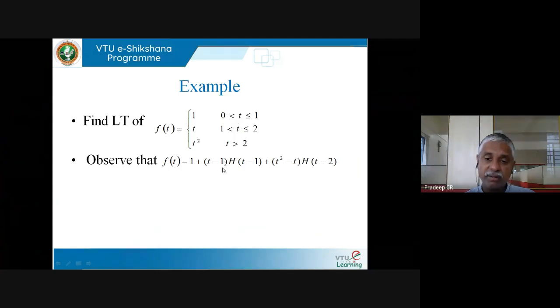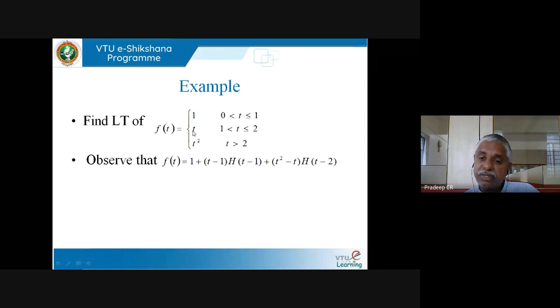Between 1 and 2, this is 0, this is 1. H(t-1) is 1 because t is between 1 and 2, which means it's bigger than 1. So this is 1, but it is less than 2, so this is 0. This is 1 means this product will become t minus 1. So 1 plus t minus 1, the 1 will get cancelled and it will remain with t. So when t is between 1 and 2, the value of the function is t.